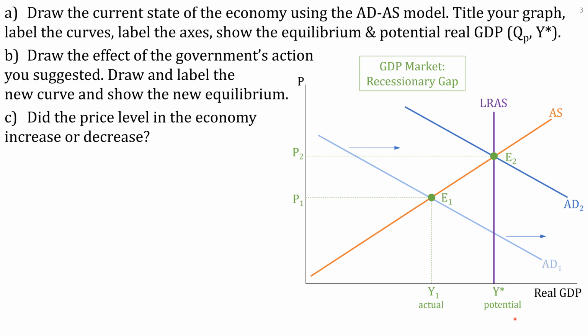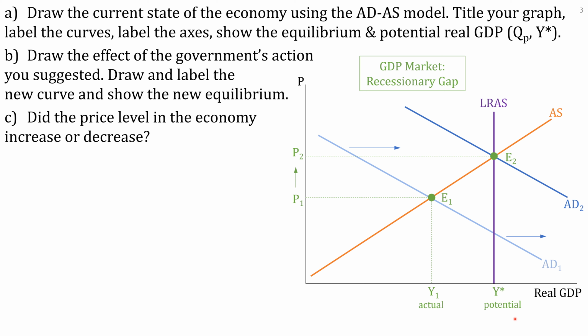What happened to the price level in the economy? Well, if we compare the two price levels, we see that it increased. What happened to the real GDP in the economy? Well, if we compare the two real GDPs, the real GDP increased, which was the goal. If we want to get out of a recession, we want to stimulate GDP by getting people to spend more money.